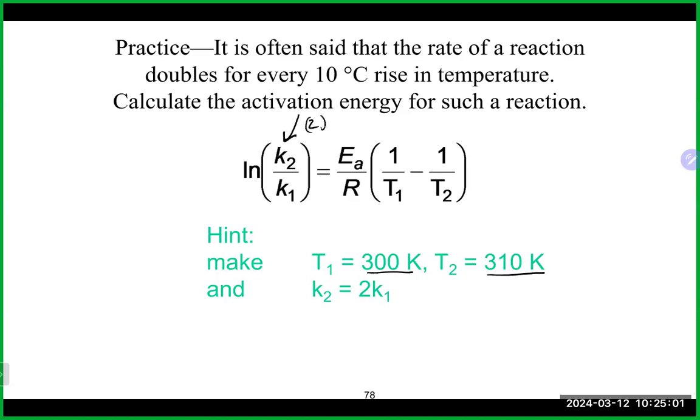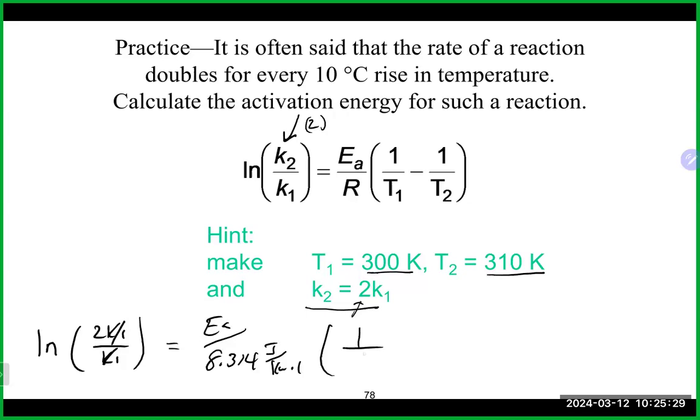We know that the rate's going to double, so really the end result of this should be a 2, basically, so that it will be doubled, and that's what this is relation to here. Basically, our K2 is twice as fast as our K1. So that's going to essentially give us our natural log of 2 times K1 divided by K1, which once again will give us basically our 2 over there. Our E of A over our 8.314.